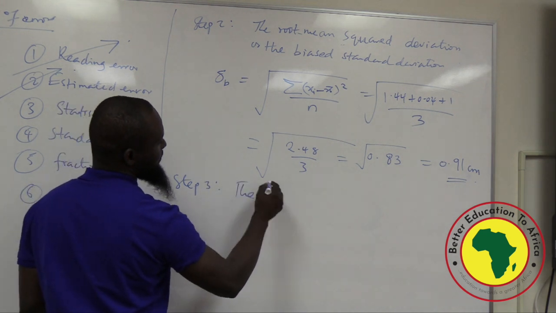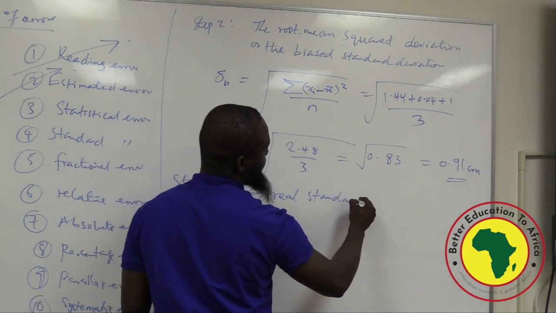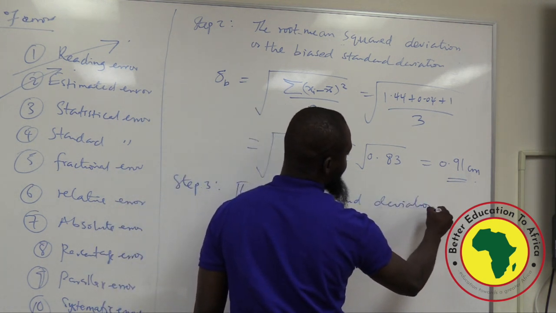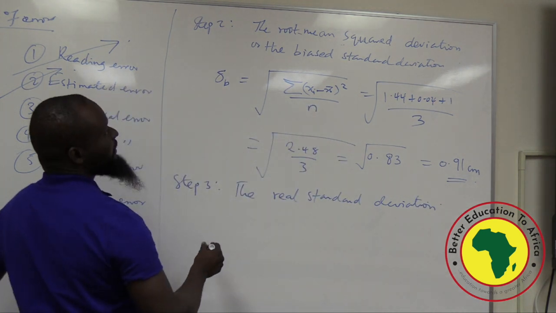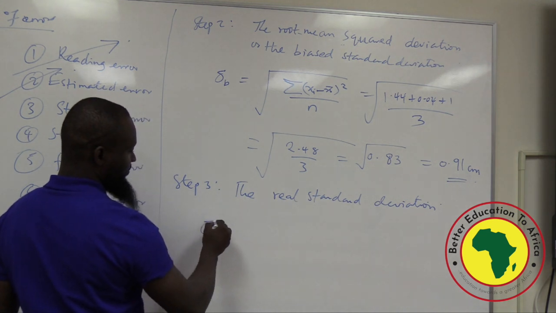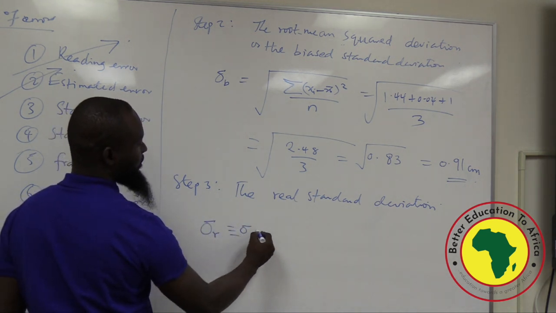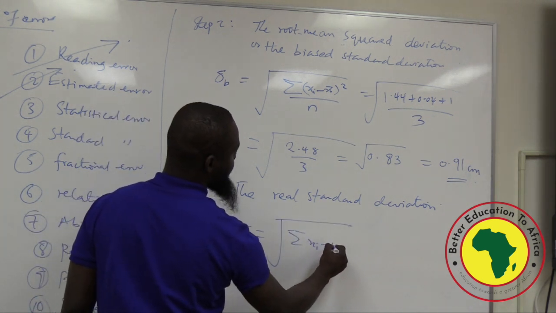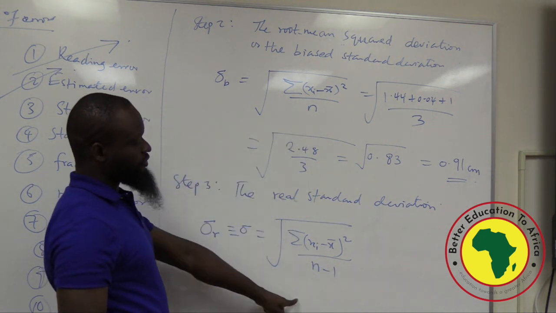Step 3 is the real standard deviation, the one that is unbiased, okay? That one, I'll call it sigma r, sigma real, or just sigma, is the square root of the summation of xi minus x bar squared, divided by n minus 1. The difference is just n minus 1.